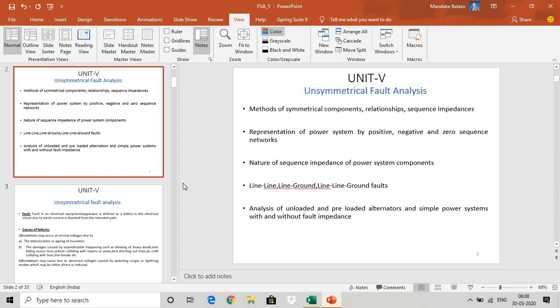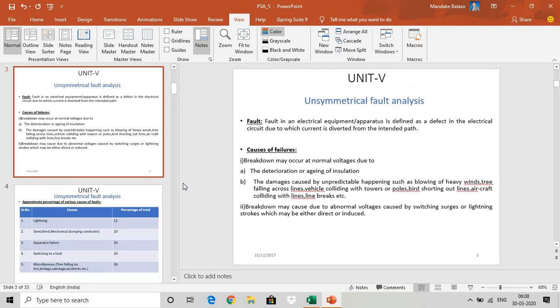So before starting this fifth unit, we'll just revise the basic concepts required to study this chapter. First of all, what is meant by a fault in a power system? We have the idea that a fault is any abnormal condition which affects the stability of the power system, or which affects the normal operation of the power system. If we want to define it, a fault in an electrical equipment or apparatus is defined as a defect in the electrical circuit due to which current is diverted from its intended path. Now, this current is diverted from its intended path because of different reasons.